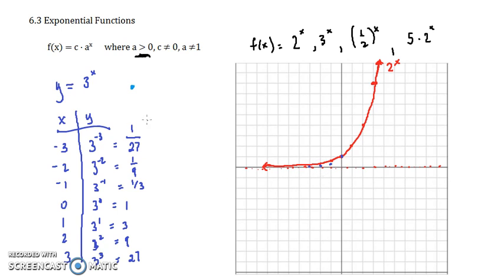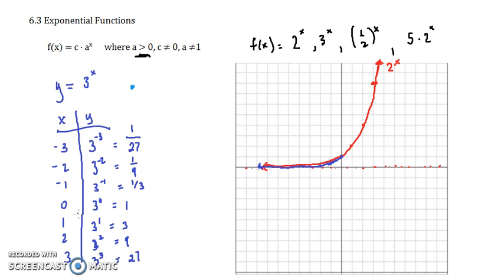1/27, and if we kept going, it would be 1 over 81, and so on. So these are going to get very small very fast. So this is actually going to be under our other graph. Okay, so our blue graph is underneath our red graph.